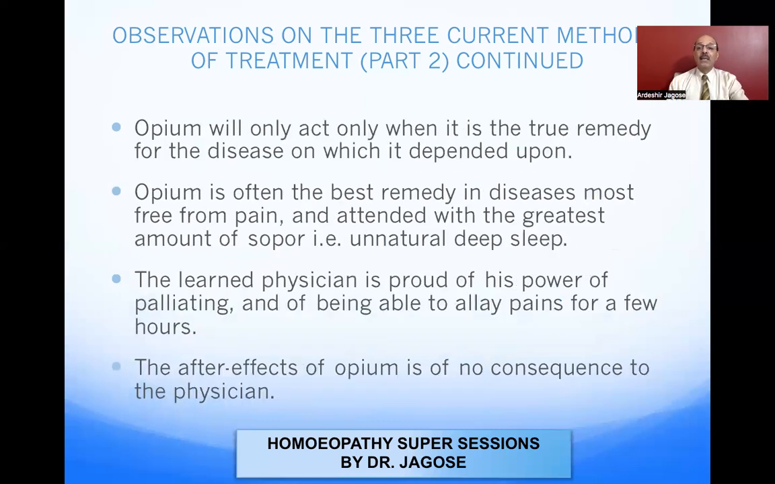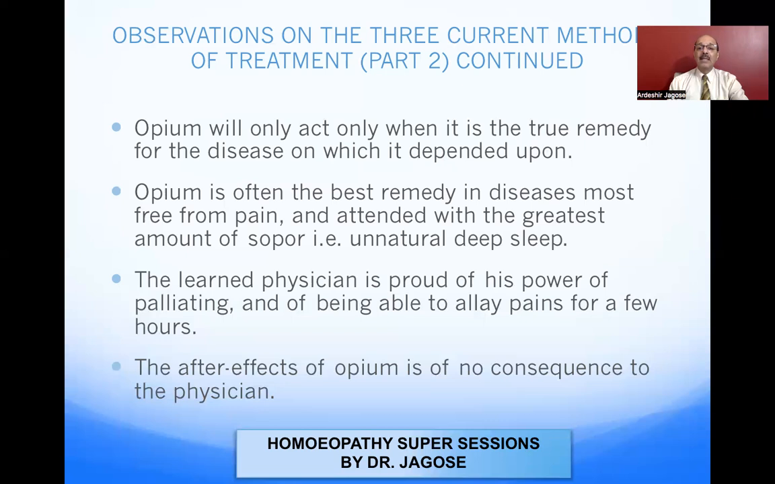Opium will only act when it is a true remedy for the disease on which it depends. So Dr. Hahnemann again reminds us that just by giving opium haphazardly without any rationality, that will not work. Opium will only act when it is a true remedy for the disease. So if the symptoms are similar to that of opium, according to the totality of the symptoms, you give the medicine opium and then only it will work. But haphazardly, if we just give it, then it doesn't work.